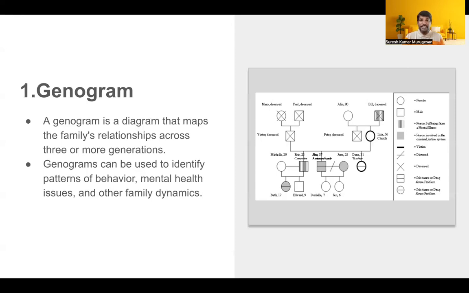What can a genogram be used to identify? The pattern of behavior among particular family members. When we know the appropriate and inappropriate behavior, it is very easy to help people overcome the problem. Second, we can understand whether the mental health condition of the family members is good or not, and if not, what remedies we need to take up. And family dynamics: we can understand the dynamics of the family when problems arise, and in what kind of situations the family members more frequently have problems. This gives a clear understanding, and then we can solve the problems of the family members.